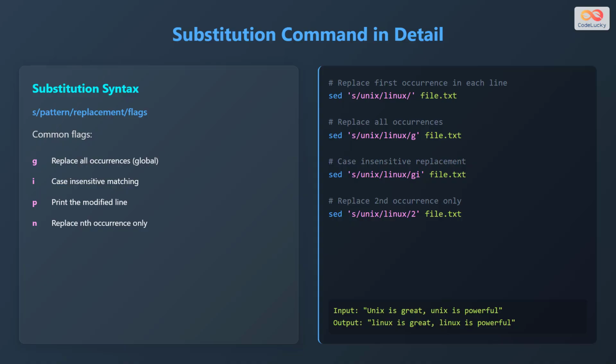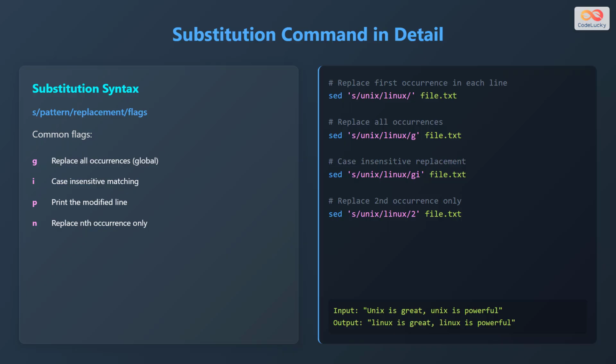Let's dive deeper into the substitution command. The syntax is s/pattern/replacement/flags. The s indicates substitution, then comes the pattern to match, the replacement text, and finally the flags to modify the behavior. Common flags include g to replace all occurrences globally, i for case-insensitive matching, p to print the modified line, and n to replace only the nth occurrence.